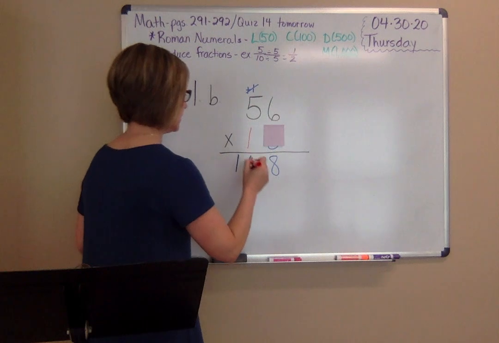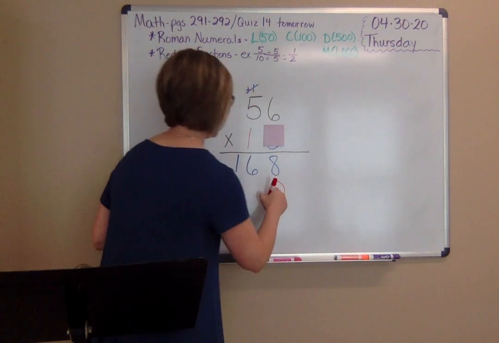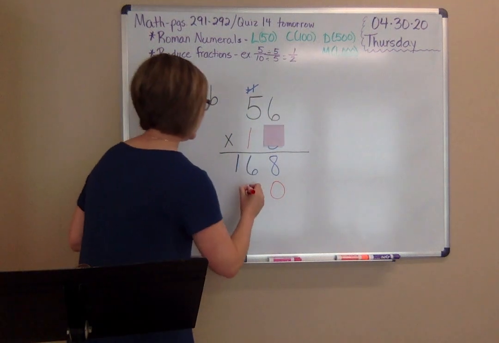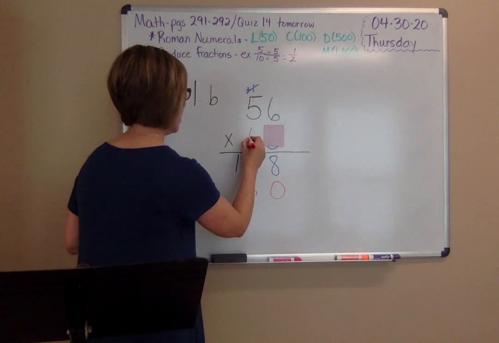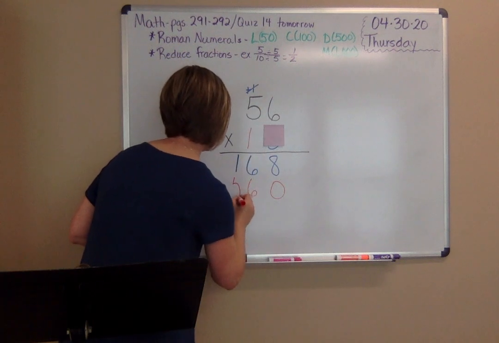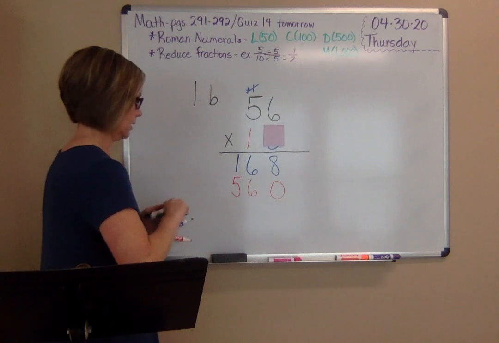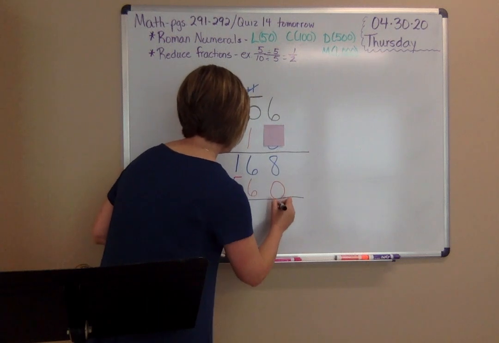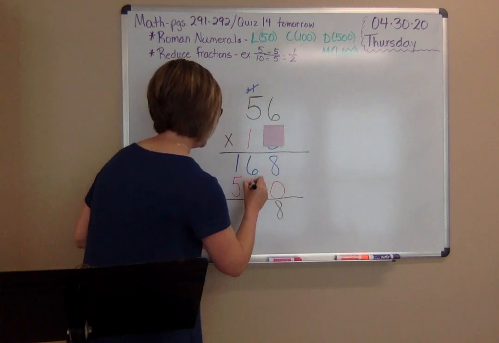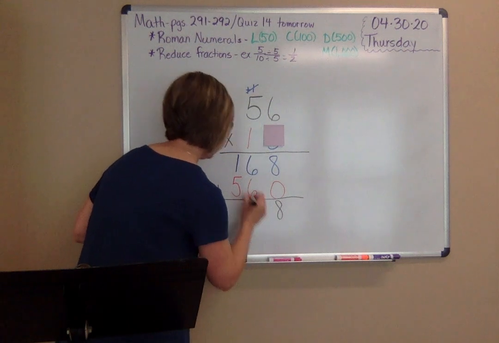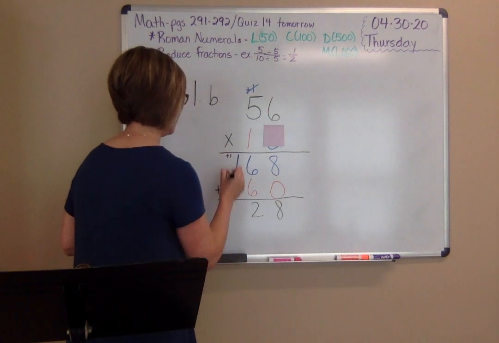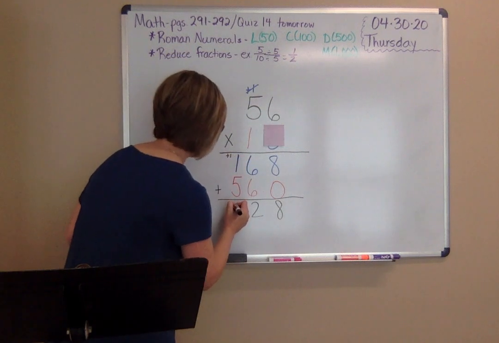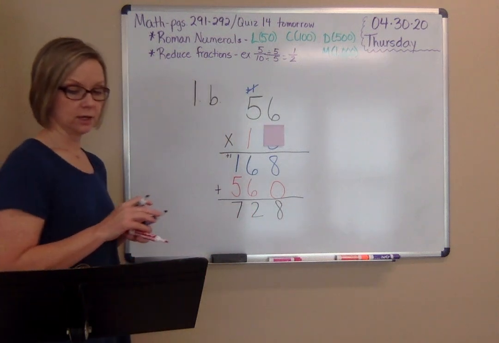First thing I'm going to do is put a 0 in my ones column because I'm now using my tens digit. 1 times 6 equals 6. 1 times 5 equals 5. And now we're going to add. 8 plus 0 equals 8. 6 plus 6 equals 12. 2 goes down, plus 1 goes up. 1 plus 5 is 6. 6 plus 1 equals 7. 728.